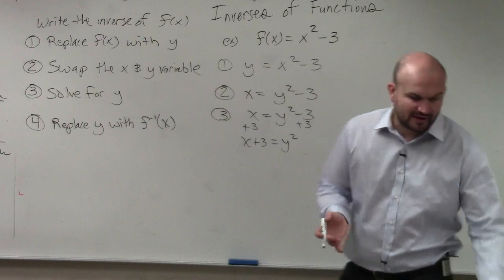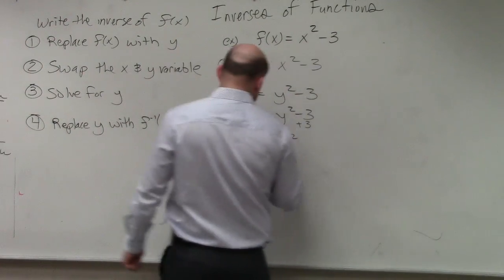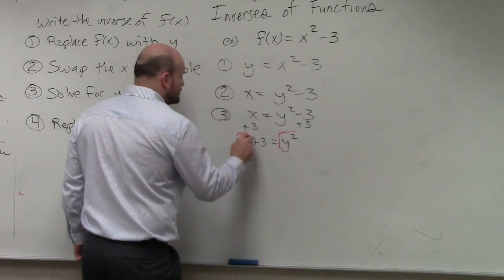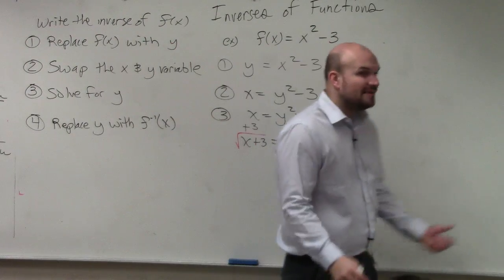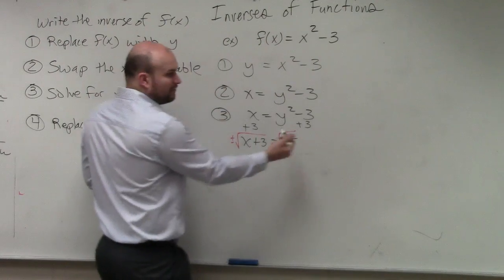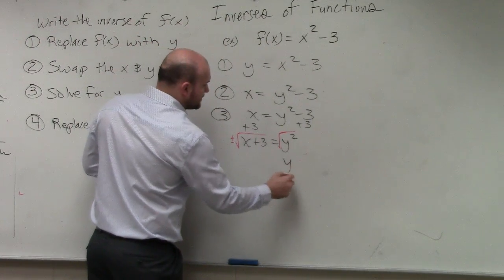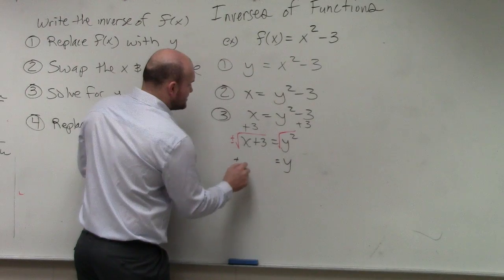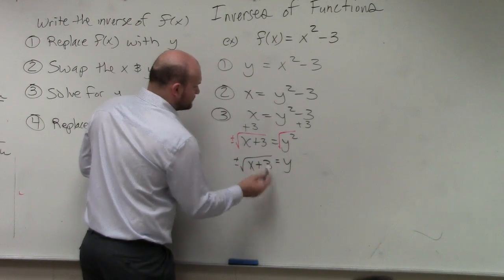Now I need to undo squaring. So I'm going to take the square root of both sides. Please remember, when you introduce the square root, you have to do plus or minus. Well, the square root of y squared is just going to leave us with y equals plus or minus the square root of x plus 3.